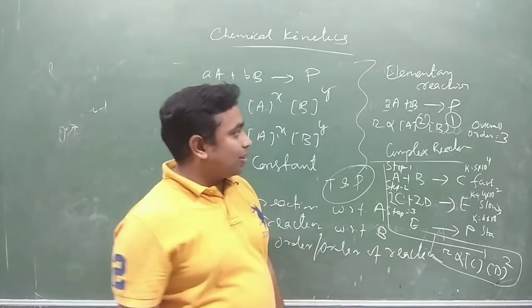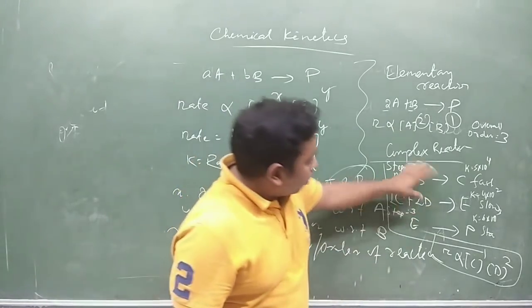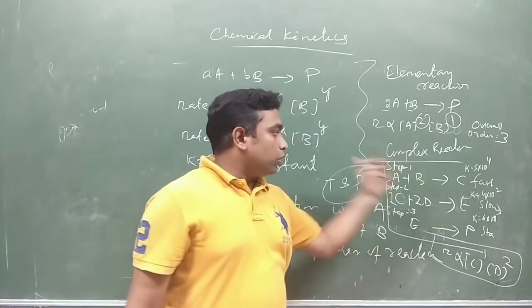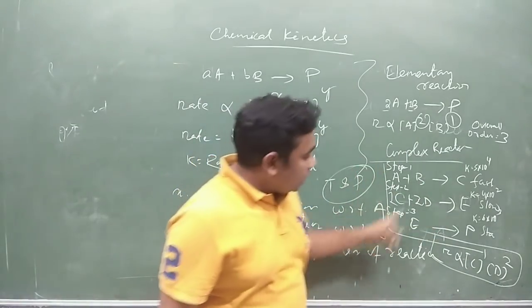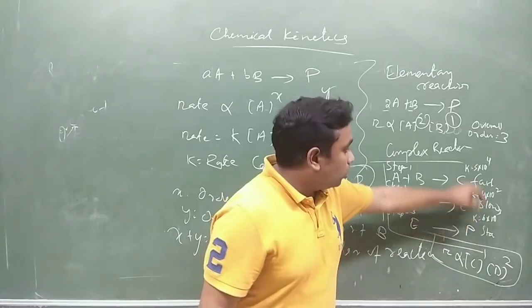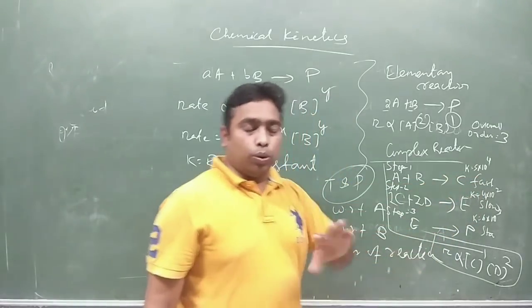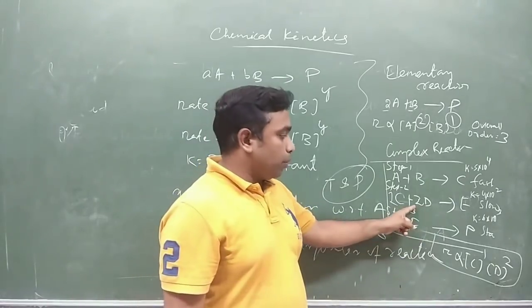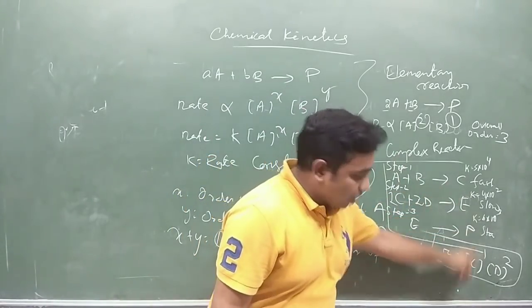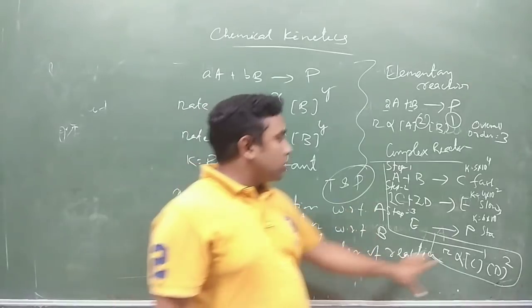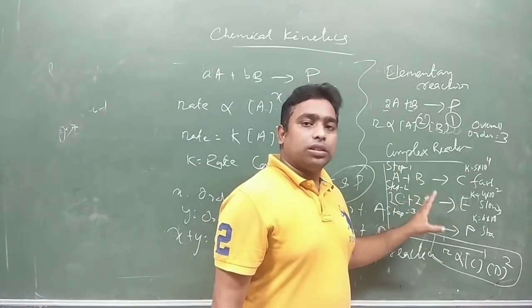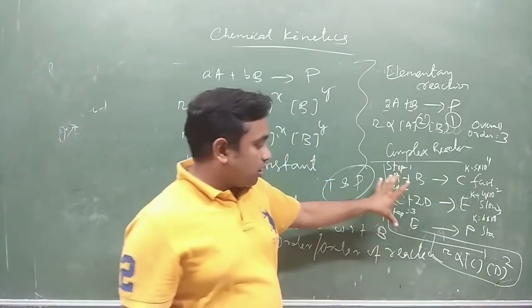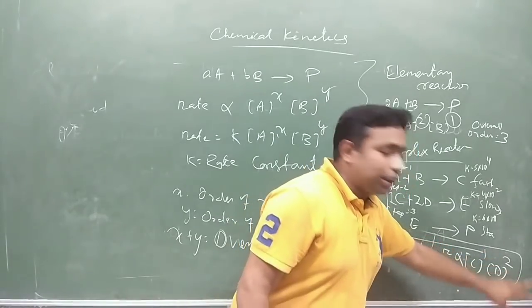So you may ask here a question: sir, what will be the order of this complex reaction? The order of this complex reaction will totally depend upon the slow step, not on this step or this step. You will always find the order from the slow step only. So what is the order of this complex reaction? 1 plus 2, it is 3.